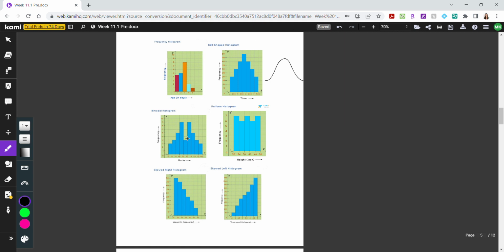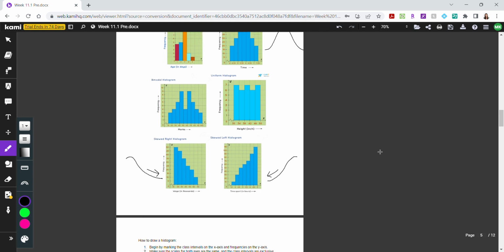This is a bimodal histogram because there are two peaks. This is a uniform histogram because it's pretty much flat at the top. This is a skewed right histogram because it has a tail at the end, so it will look like this. It's based on the tail, that's why it's skewed right. And this is skewed left because it has a tail to the left. You don't really need to remember what all these are called, but it's handy to know how they look and what they're called, though not necessary.